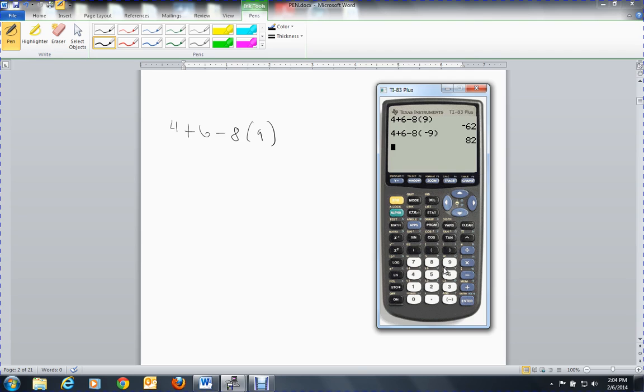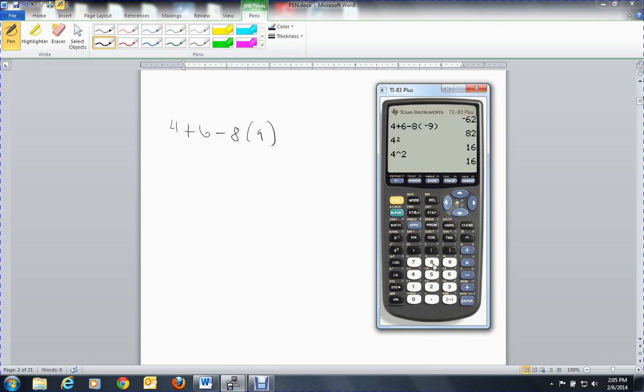Now some other keys that you may want to pay attention to. You'll notice this caret key. That's an exponent key. And if you look over here, x squared, that's your square key. So if I want to do 4 squared, there's two ways I can type it in. I can hit the 4 and then the x squared key, and you'll see the little exponent. Enter. Now I can also use 4 and then the caret key and then the 2, which will also give me 16.